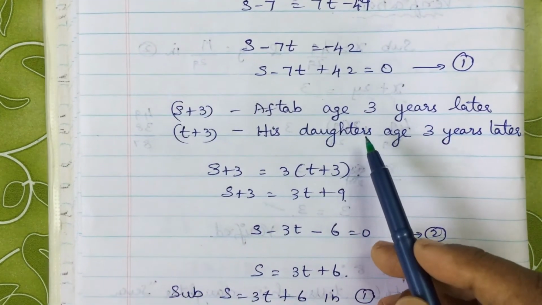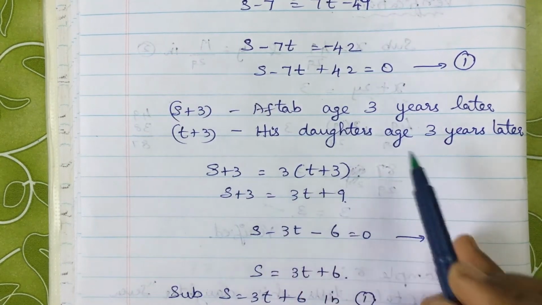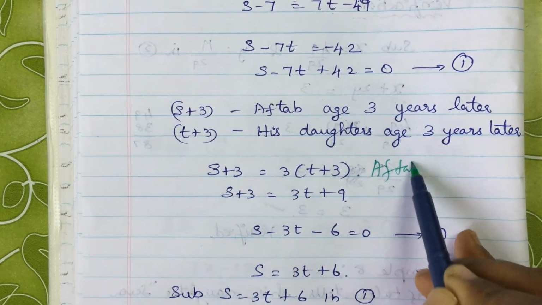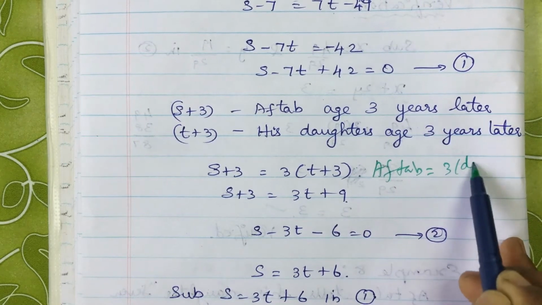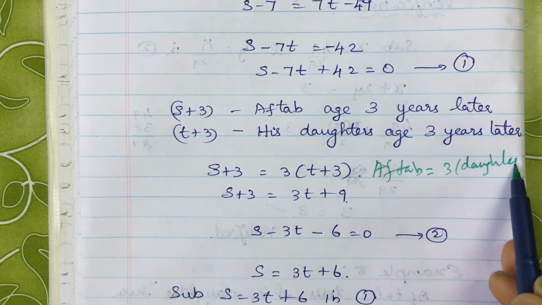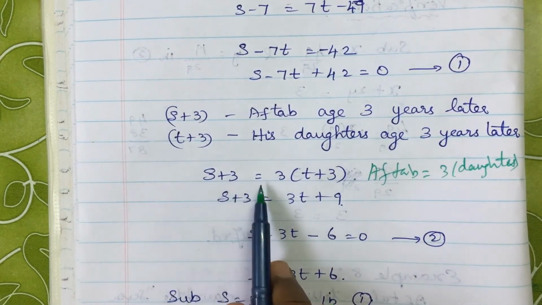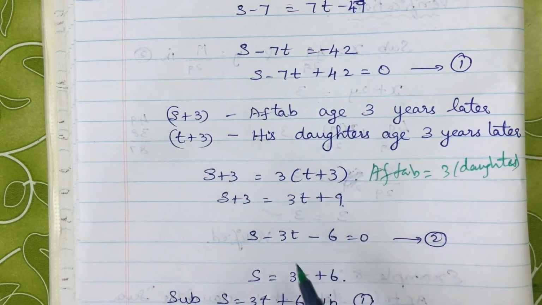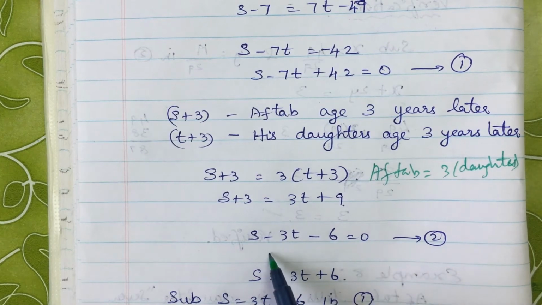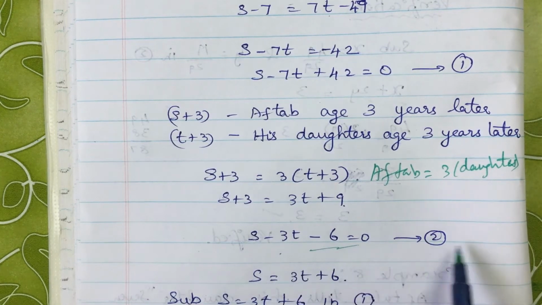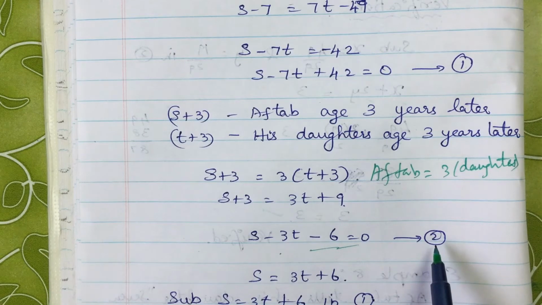So what is the given condition over there? It is Aftab's age equal to 3 times his daughter's age. Okay. So s plus 3 is equal to 3 times t plus 3. On rearranging the terms, I am getting s minus 3t minus 6 is equal to 0. So this is my second equation.